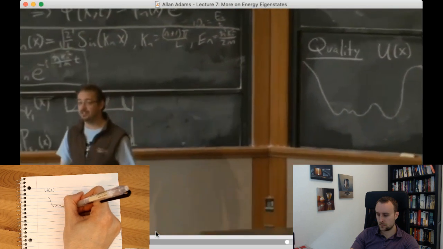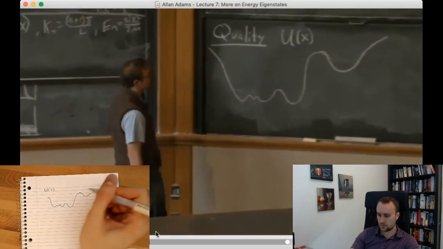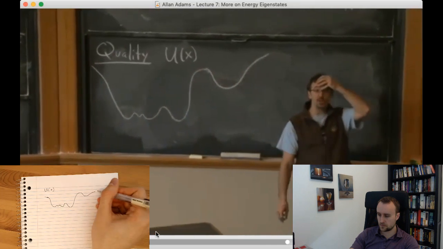Okay. Well, the free particle was easy. The infinite square well is easy. We could solve that analytically. But that involves solving a differential equation. So what differential equation is that going to lead us to?